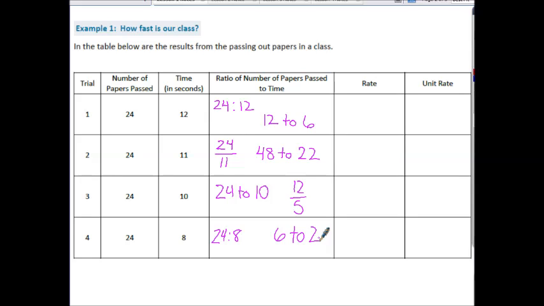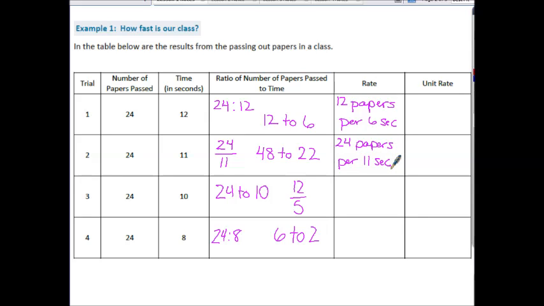In our next column, they're asking for a rate, and I can choose any of the ratios that I've created or create other ones. Let's just pick some off of the column that we just created, and the difference between the ratio and the rate is the rate is going to involve the quantity. So with this one, we could say 12, that represents papers, per 6 seconds. So basically saying that they could pass out 12 papers for every 6 seconds. In the next one, we could use the 24 and 11, meaning 24 papers per 11 seconds.